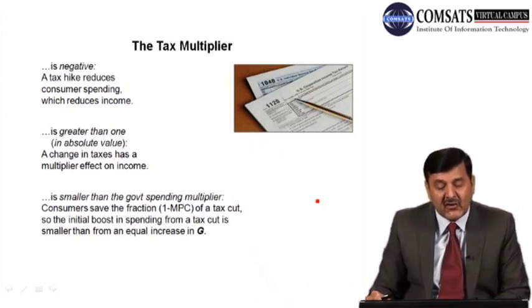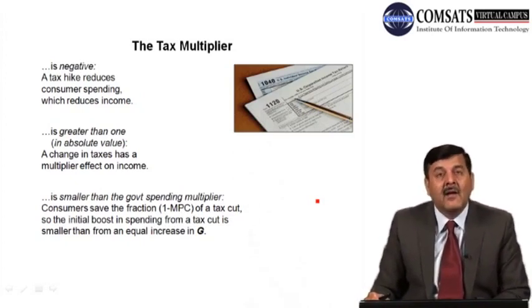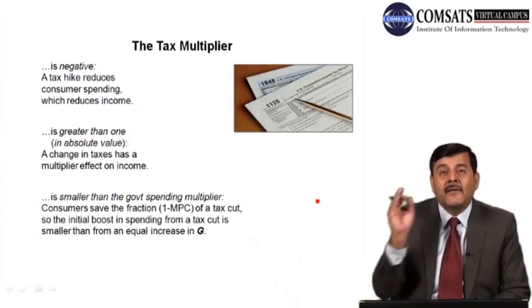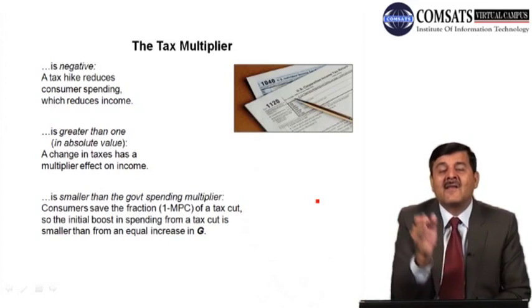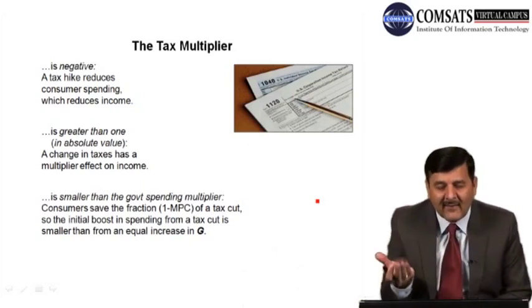Consumers save the fraction 1 minus MPC of a tax cut, so the initial boost in spending from a tax cut is smaller than from an equal increase in G, and that is the reason why the change in income is comparatively more due to change in government spending than taxes.